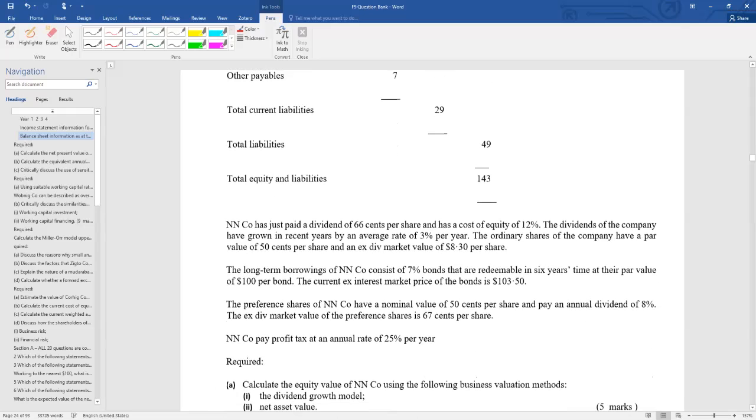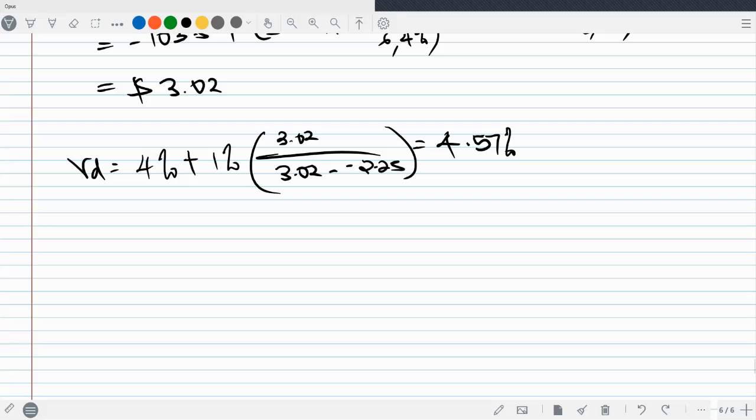The cost of equity is given to us, which makes our work a bit easier, which is 12%. What else? The cost of preferred shares, we need to determine that, because it's not given to us. So let's go and determine the cost of preferred shares. Cost of equity, no need for calculation, we've been told it is equal to 12%.